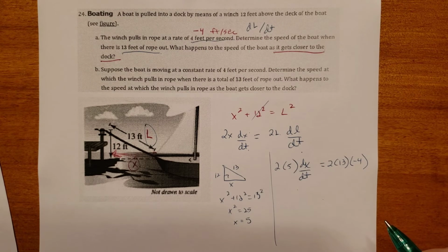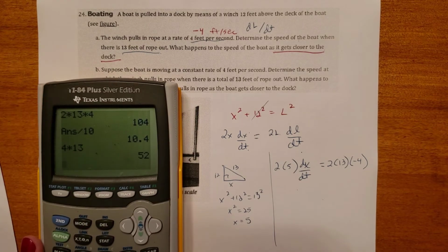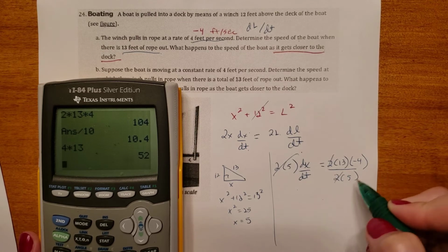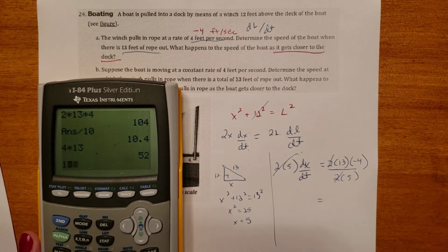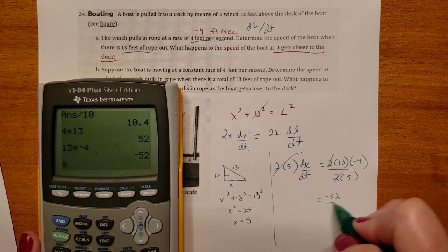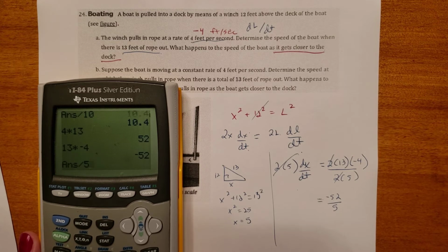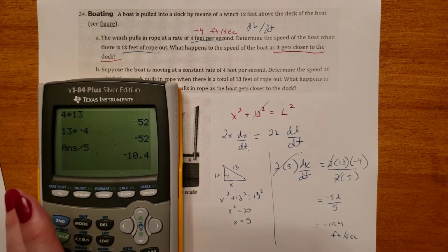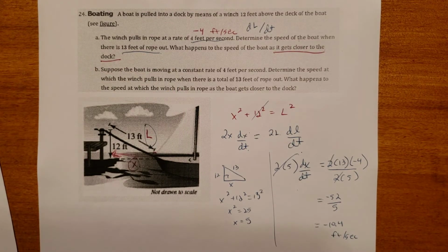So we've got 2 times 13 times negative 4, and then divide that by 2 times 5. So we got 13 times negative 4. I know, you're thinking, why does she need to divide that on the calculator? Because I'm really tired. Divide that by 5 and you get negative 10.4. So the answer is negative 10.4 feet per second. The rope is being pulled in at a length of feet, with respect to time, per seconds.